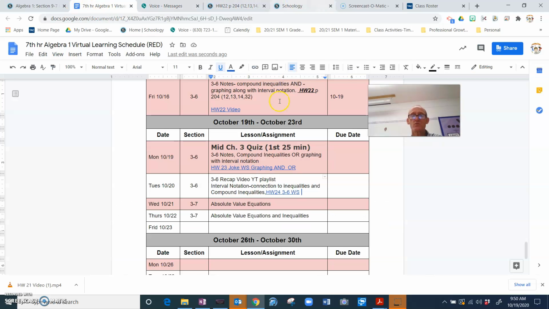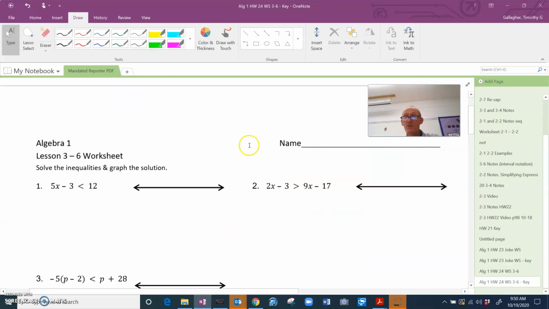Yep, 3-6 worksheet. And this is the video on some of the answers. So I think this might be helpful. This is solve each inequality and graph the solution.